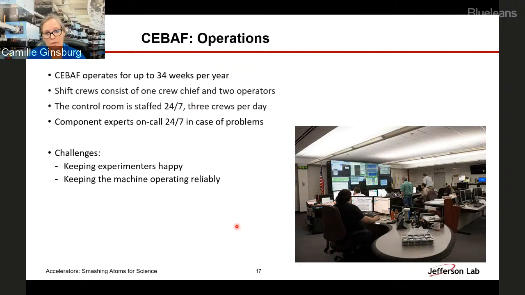So here's a picture from our main control room. This is our crew chief, Mike. He has a special desk. There are 2 operators here, Dan and Brandy, and they're doing their work, and then there are 3 experts that have come in to help.